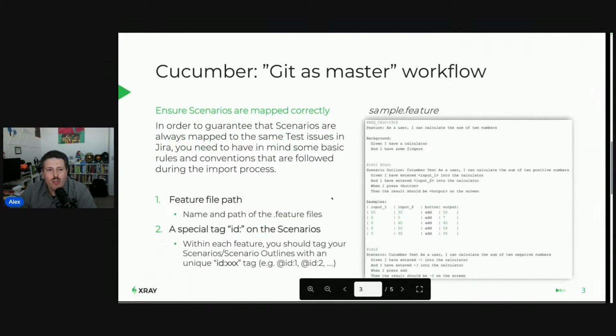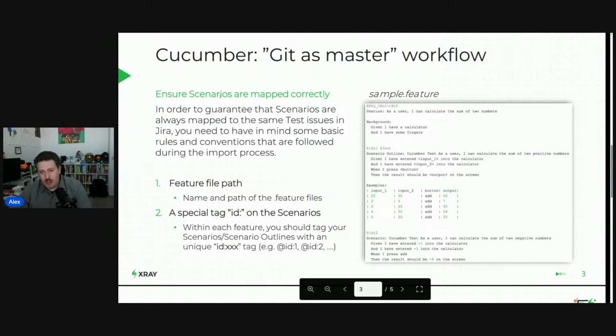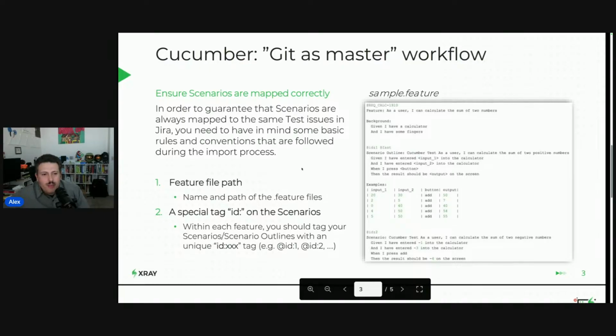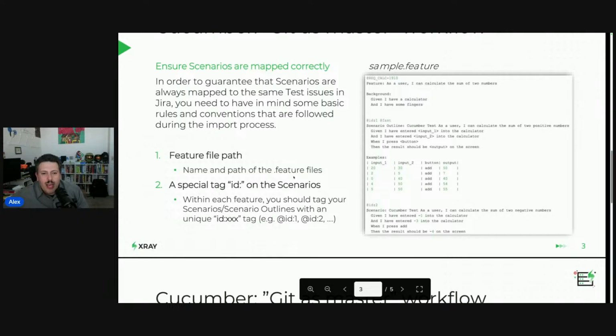So here's the workflow. You're going to ensure the scenarios are mapped correctly. This is going to be critical. In order to guarantee that the scenarios are always mapped to the same test issues in Jira, you need to have in mind some basic rules and conventions that are allowed. The feature path is your name path. You're going to add that special ID tag that we talked about here.